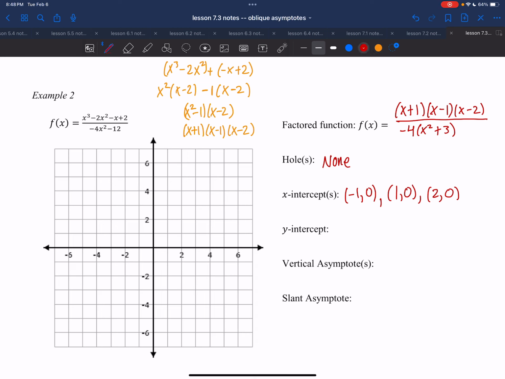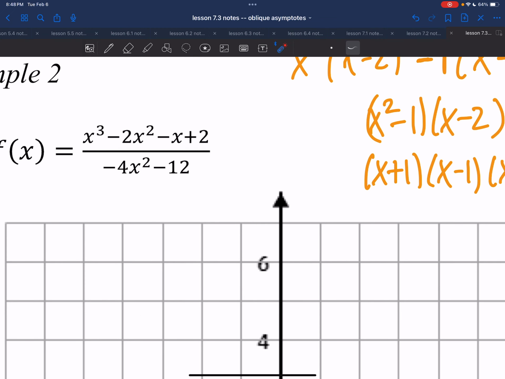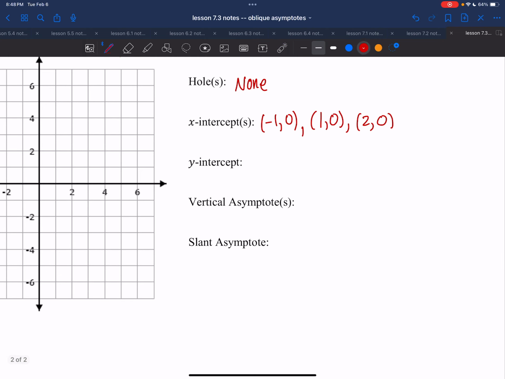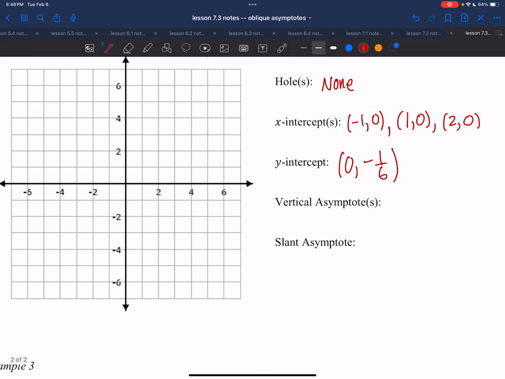To do the y-intercept, I just cover up all the x's because I'm looking at when x is 0. So gone, gone, gone, gone. I've got 2 over negative 12. That's negative 1/6. So 0, negative 1/6. All right. So you've got 3 x-intercepts. Negative 1, 0. 1, 0. And 2, 0. Man, those are really close together, huh?